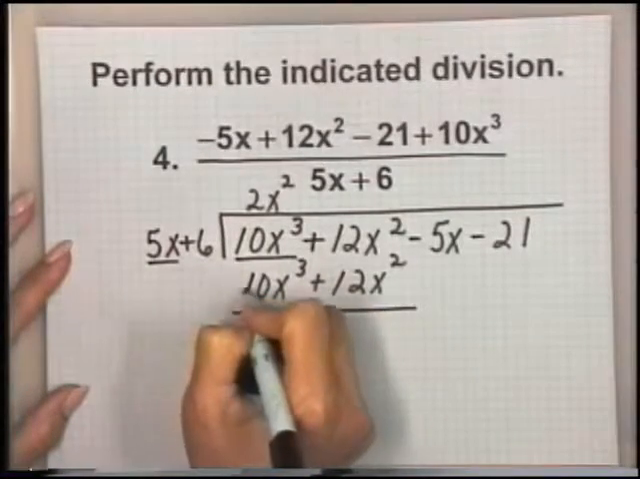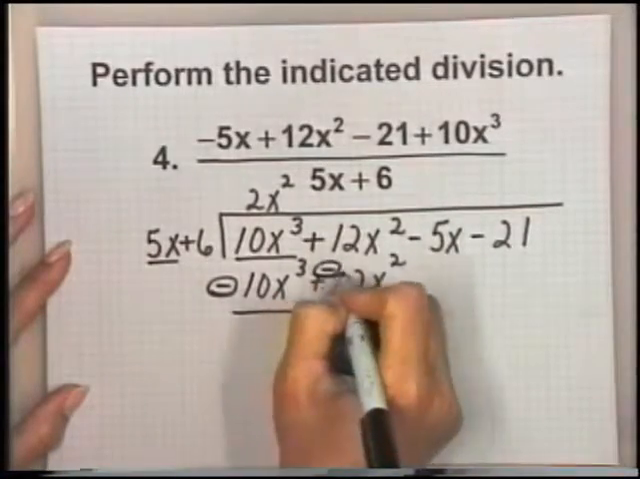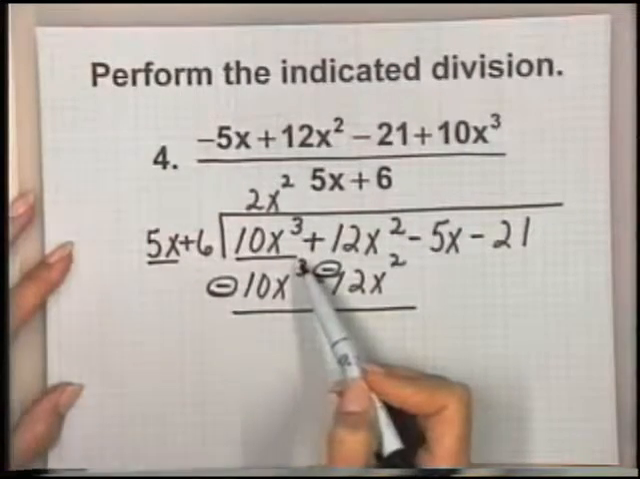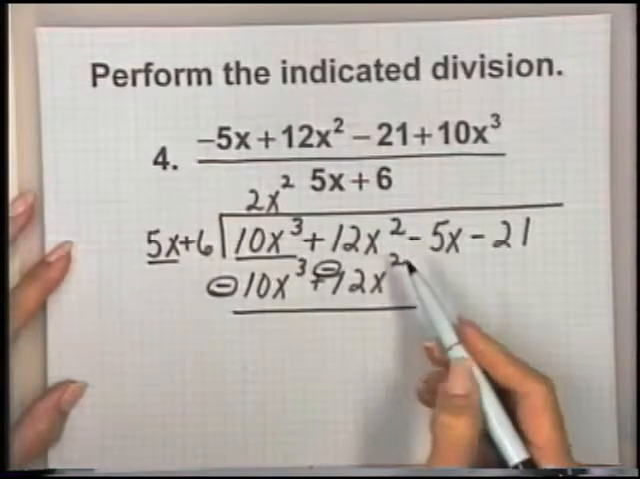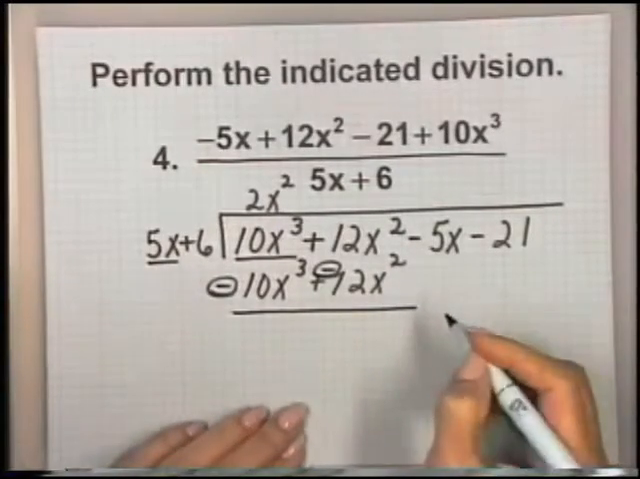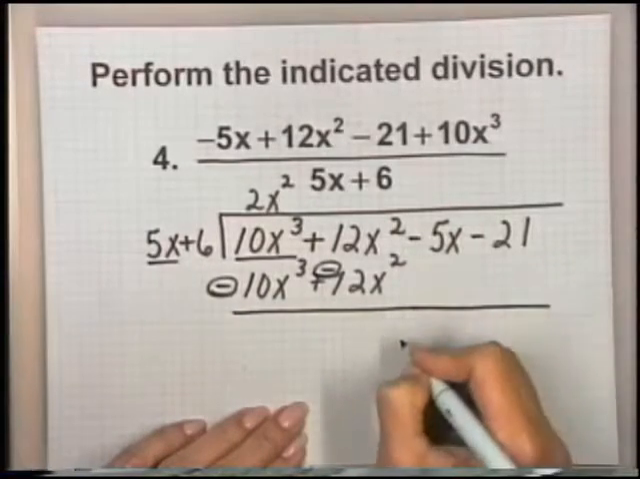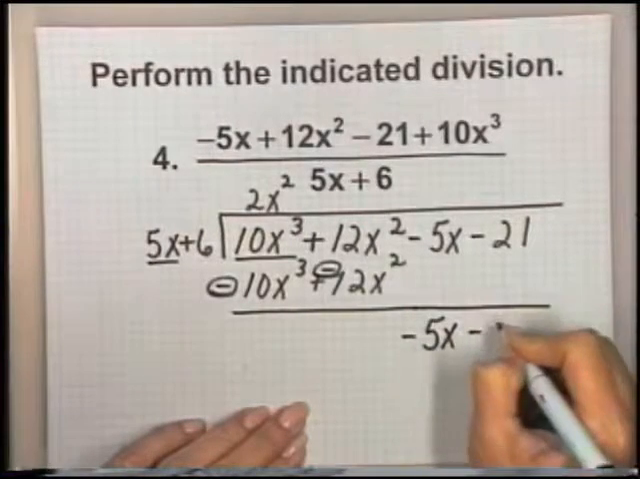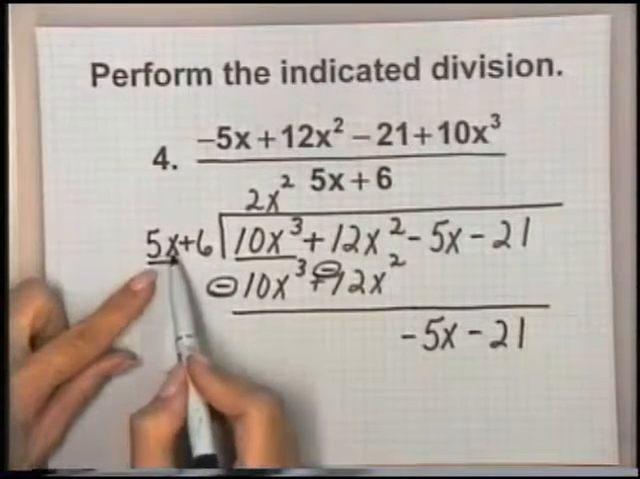When I subtract, I have to change the signs of these 2 terms. So this becomes negative, this becomes negative. Now let's combine like terms. 10x cubed subtract 10x cubed is 0x cubed. 12x squared subtract 12x squared is 0x squared. So when I subtract, I get 0. Let's bring down the next term, minus 5x, and let's go ahead and bring down the minus 21. Now, we're ready to divide again.